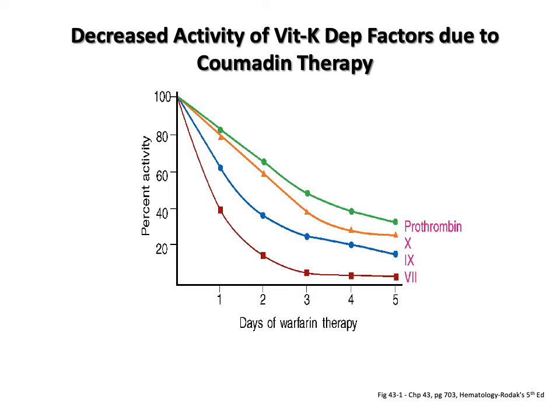As you can see by the graph, Coumadin has the greatest effect on factor 7, which shows a 50% decrease within 6 hours of administration. Factors 2, 9, and 10 have longer half-lives. Factor 2 requires at least 3 days to decrease by 50%.